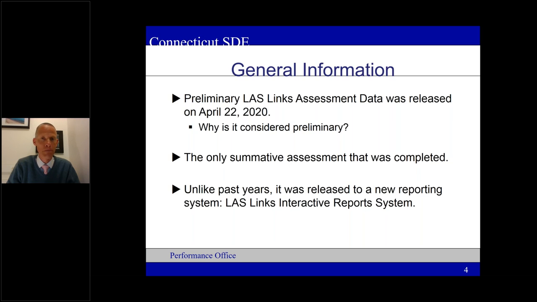Another example would be cases where students take one, two, three tests for a particular subtest and we clean that up. So the actual scores are good, but there are these very, very minor things that we will catch, and that's why we call them preliminary at the moment. And again, as you know, unlike past years, this is the first year for the new interactive report system.